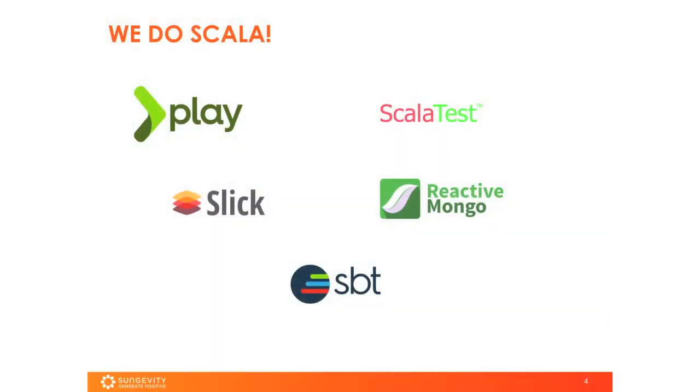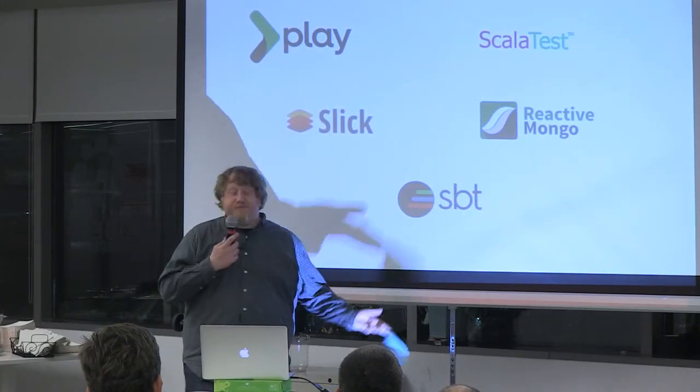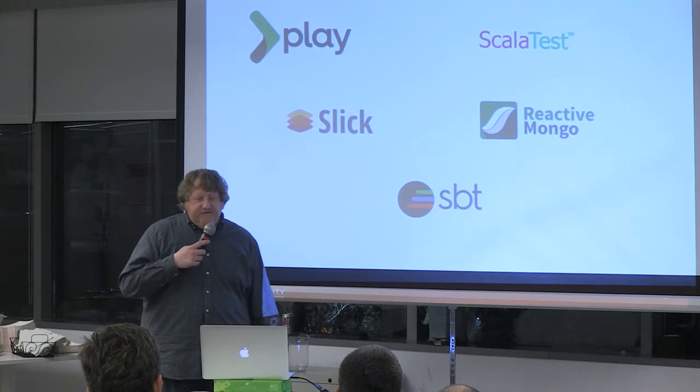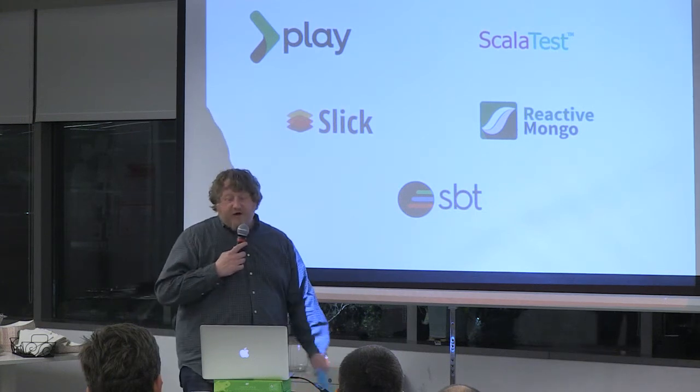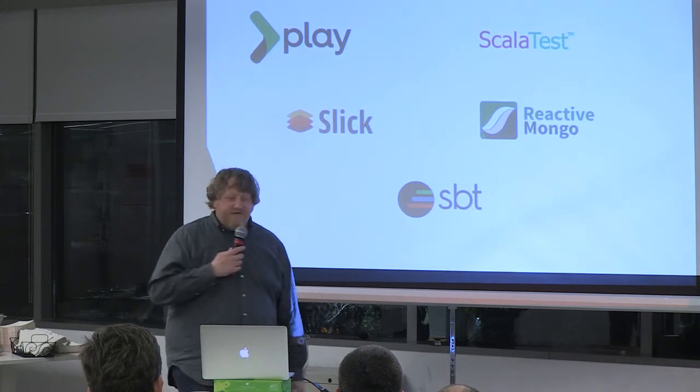So this is our stack right now. We're big into type-safe products. We use Play, we use Slick, a lot of ScalaTest. We're also moving into ReactiveMongo, and of course we use SBT. For the future, we're looking at Akka and Spark and figuring out how we can move into the big data space with all the data we're starting to collect.